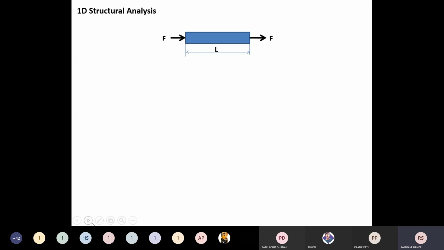Yes, sir. Can you tell me when we have to go for one dimensional, when we have to go for two dimensional, when we have to go for three dimensional?